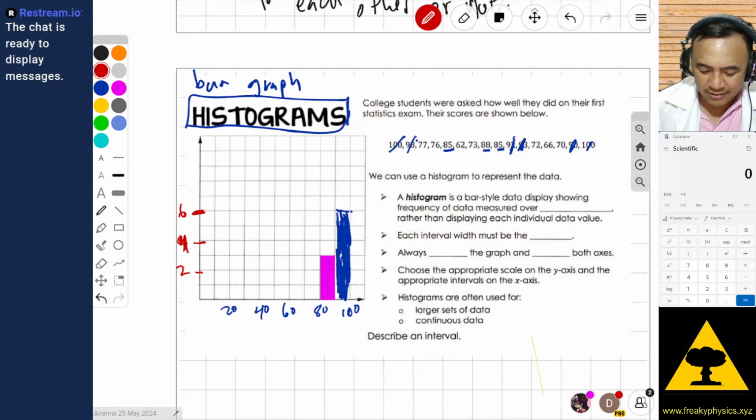How about the next one? Let's do this to the third one, 70 to 79. So there is one, two, three, four, you missed one. There we go. Five.